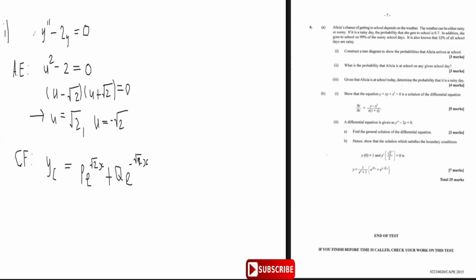Nice. Now let's look at the next part of the question. It says, hence, show that the solution satisfies the boundary conditions: y of 0 is equal to 1 and y prime of root 2 over 2 is equal to 0. So what we're doing is solving for p and q. Let's start with the first one. It says y of 0 is equal to 1. What does that mean?